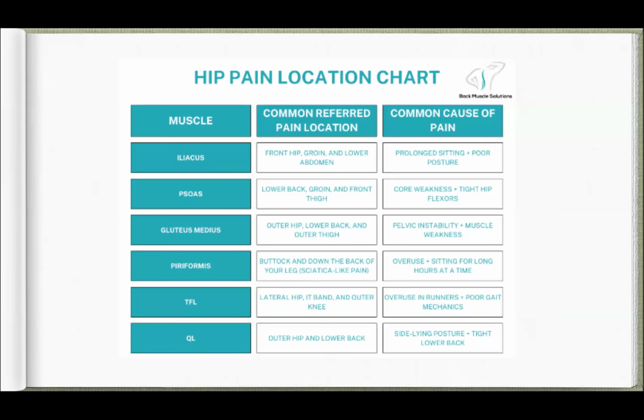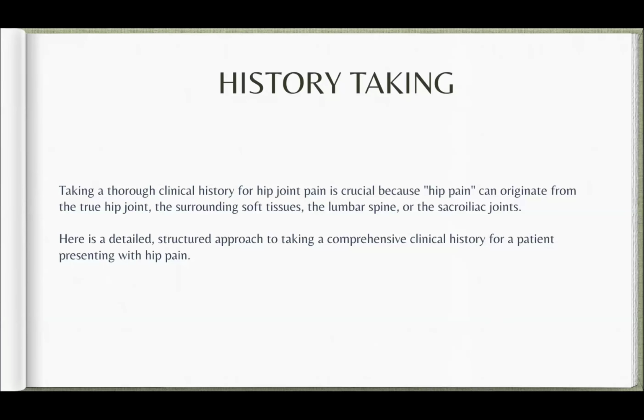Gluteus medius, the most common pain location is outer hip, lower back, and outer thigh. The common cause is pelvic instability and muscle weakness. Piriformis, the common referred pain location is the buttock and down the back of your leg, that is sciatica-like pain. It is caused by overuse, sitting for long hours at a time. Tensor fasciae latae, the location is lateral hip, IT band, and outer knee, and the common cause of pain is overuse in runners, poor gait mechanics. Quadratus lumborum, the common location is outer hip and lower back, whereas the common cause is side-lying posture and tight lower back. Let's start with the clinical history taking.